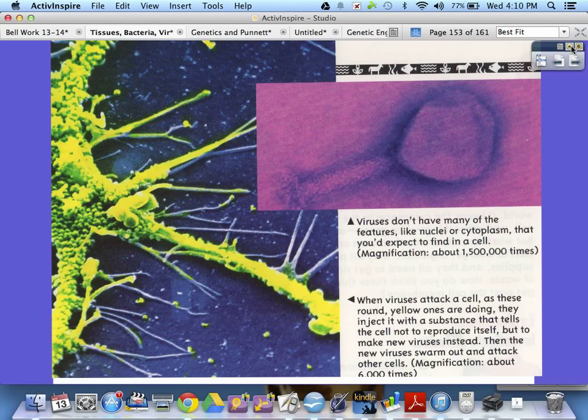Now, this is really cool. This is what a virus looks like under a microscope. You can see here's its head and here is the DNA. This is its body, and down here are the legs, the tails.